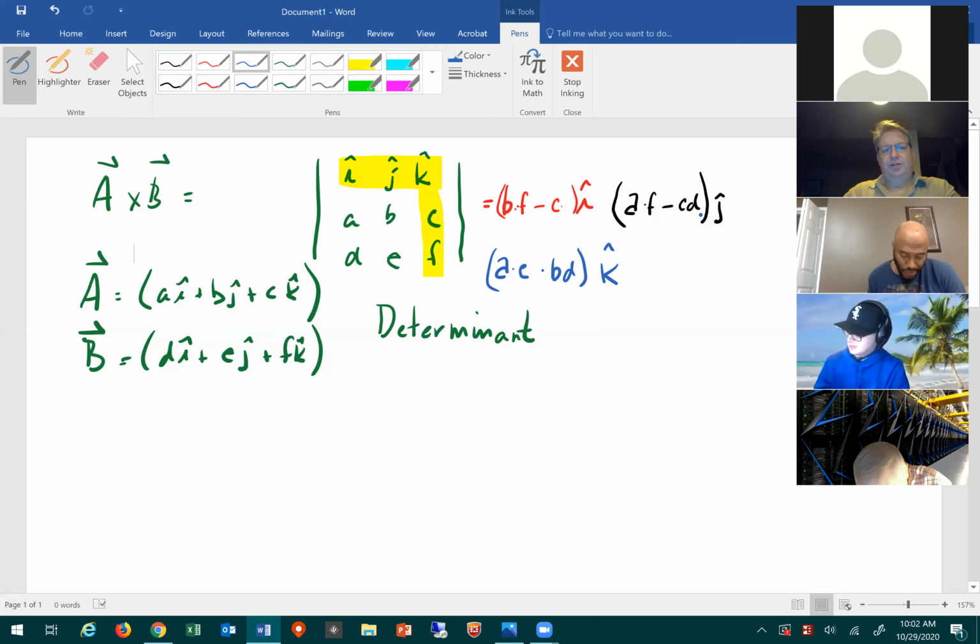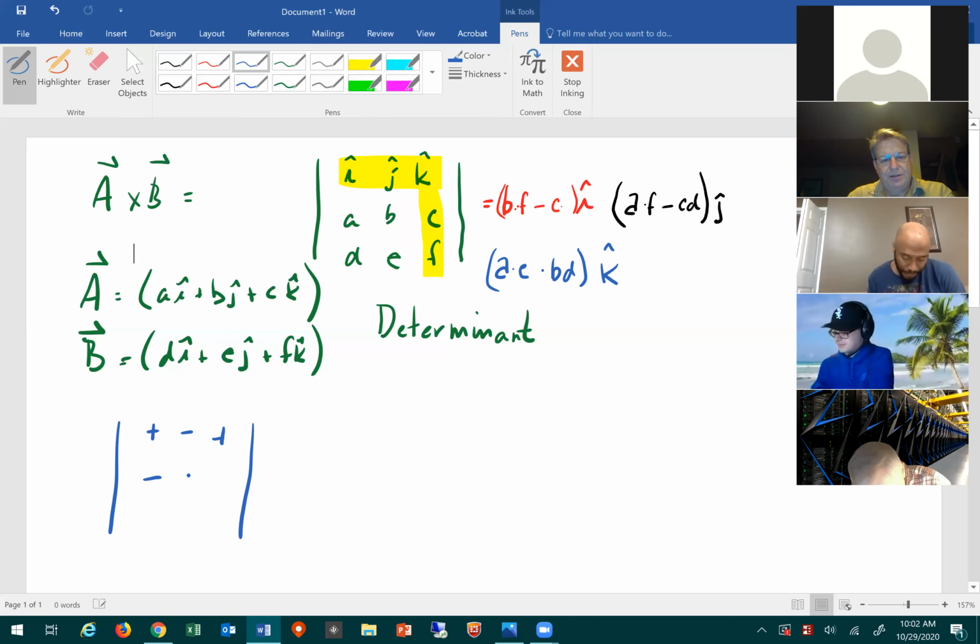There's only one little trick, and if you get into math, you will learn this. When I look at a matrix like this, they look at a matrix as being this way. Plus, minus, plus, minus, plus, minus, plus, minus, plus. So that means the I term is plus. But what's the J term? Minus. And then the K term is back to plus.